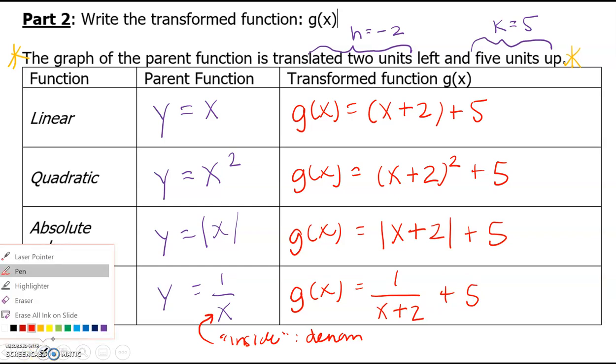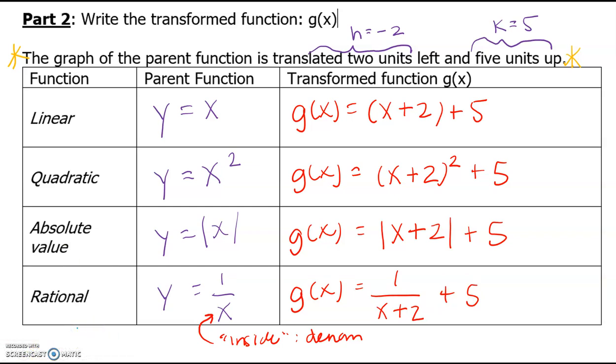The only one we can really simplify is this linear one, which is going to be x plus 7. Those are equivalent. Technically, you could also simplify the quadratic by foiling this out and then adding 5 to the constant, but you would kind of lose the transformations that you can see.